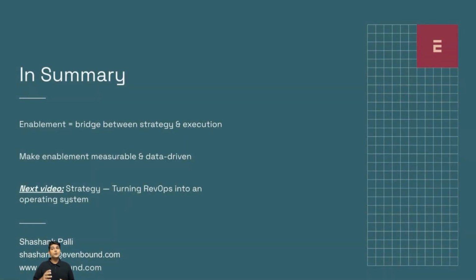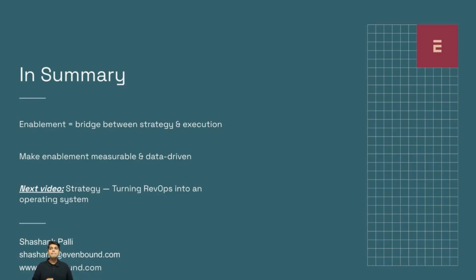Here's what I want you to do this week. Action number one, map the enablement journey for each of your go to market roles. What does the enablement experience look like week by week for a new SDR, for a new account executive, for a new customer success manager, for a new account manager? Document the journey, make it clear and consistent.